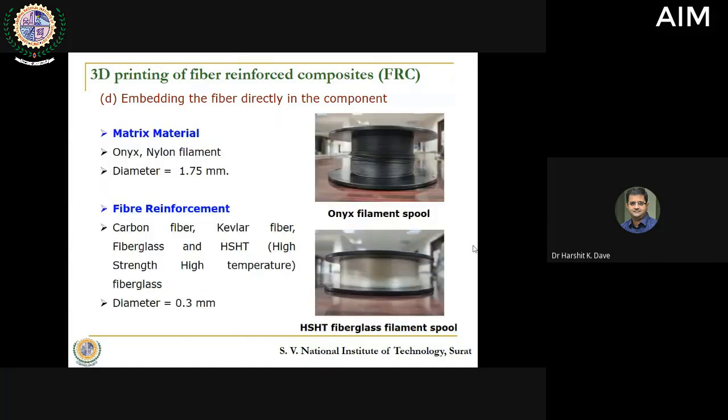It is possible to use three different types of fibers. One is the carbon fiber, the other is the Kevlar fiber, and the third one is the fiberglass, the glass fiber. The matrix material is a nylon filament which is commercially known as Onyx by the machine. The diameter of this nylon filament is 1.75 mm, and the diameter of the fiber filament is 0.3 mm. We have carried out work on the glass fiber as of now.